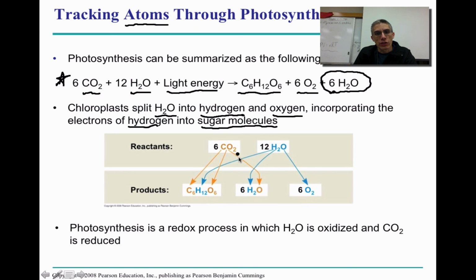The 6CO2, you can see where the carbons are going. The carbon is going to be contributed to the glucose molecule. We have oxygen that's going to be contributed to the glucose as well as the water that you see over here. Then for the water that was put into the system, the hydrogens are going to be contributed to the extra water and, of course, the glucose. And the oxygens are going to be contributed to the oxygen produced by the plant that we use to breathe.